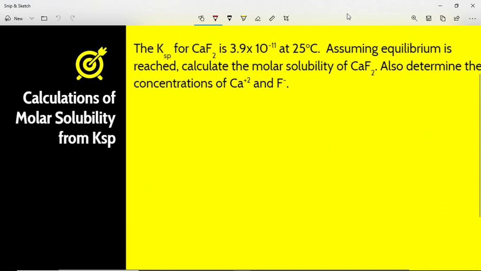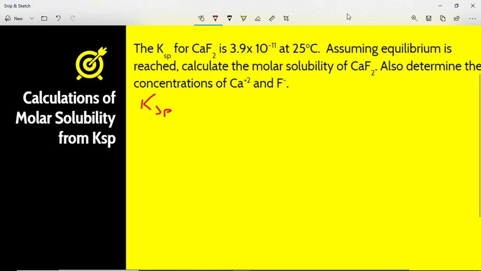The KSP for CaF2 is 3.9 times 10 to the negative 11th at 25 degrees Celsius. Assuming equilibrium is reached, calculate the molar solubility of CaF2 and determine the concentrations of Ca2+ and F-. All right, so pretty straightforward here. The first thing we need to do, again, is write an equilibrium expression for KSP. So let's start with that.